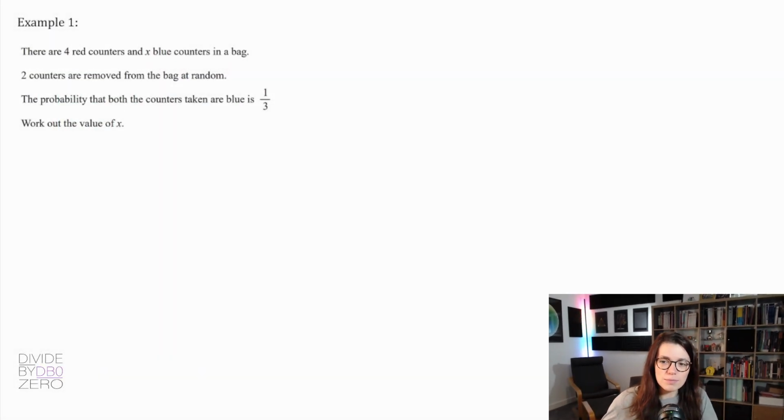So let's start with example 1. There are 4 red counters and X blue counters in a bag. 2 counters are removed from the bag at random. The probability that both the counters taken are blue is 1/3. Work out the value of X.